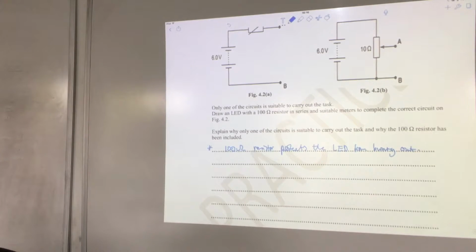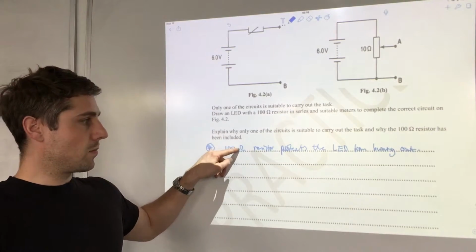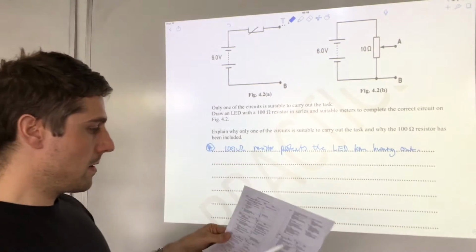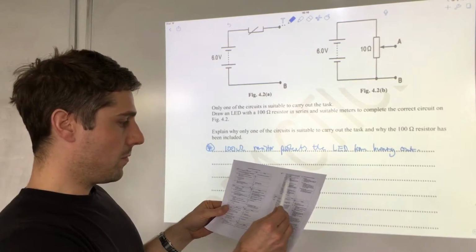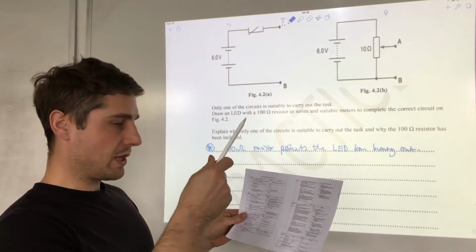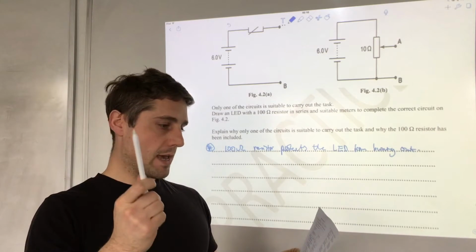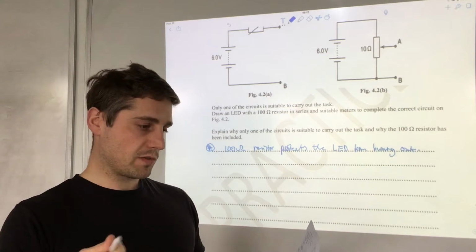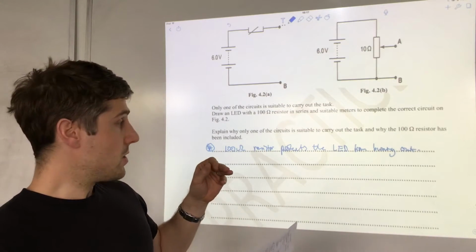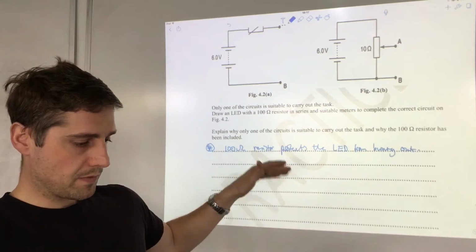Now I'm going to star that point there because that's one of the key points. These questions in the mark scheme are banded to different levels. So you have level 1, which can get you 1 or 2 marks. Level 2 can get you 3 to 4 marks. Level 3 can get you the highest marks, 5 to 6. And in the level 3, you need to have explained why you include the 100 ohm resistor. So I've done that.